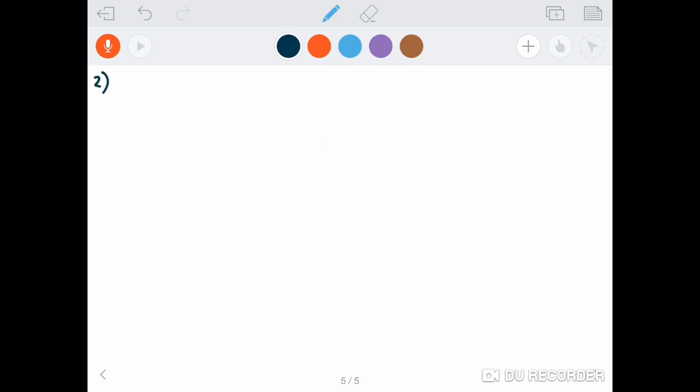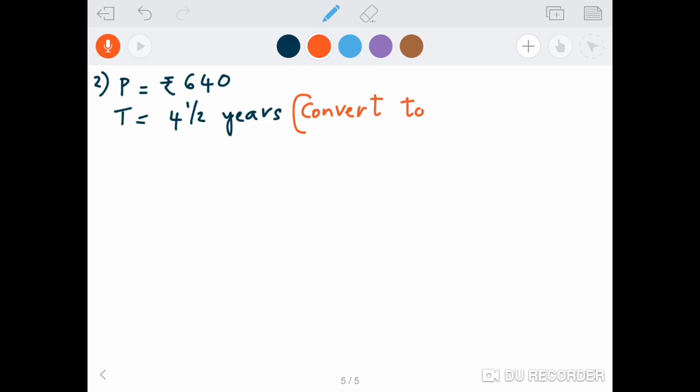Now let us solve the second problem. At any point in time, please pause and solve the problem yourself. These are very simple problems. Now in this problem, he's given us that the total principal you're investing every month is 640 rupees. He's given you time in years. So the first thing you need to do is convert it to months, because all calculation is taken month-wise in this chapter. So you're going to multiply this by 12 to get the total time in months. 4.5 is 9 by 2 times 12. We can cancel that off with 6. So 6 times 9 will give you 54 months.